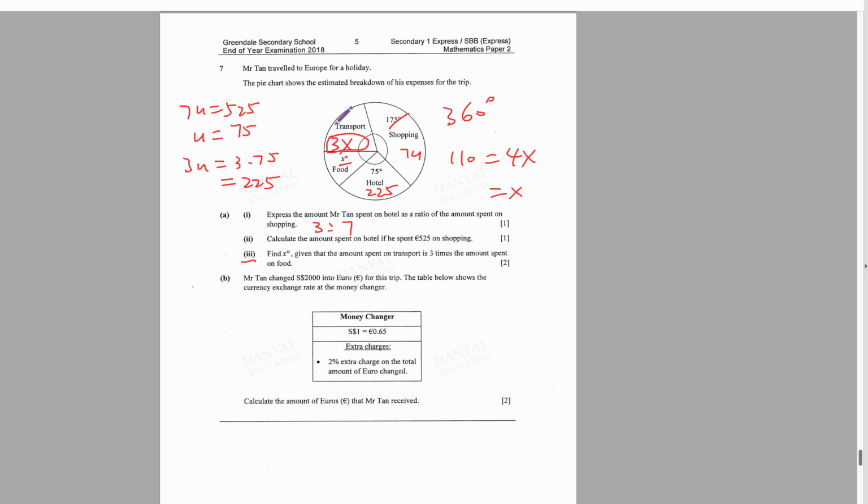Okay, then this is 525. So now they say given that the amount spent on transport is 3 times the amount spent on food. So actually if the amount is 3 times, the degree also has to be 3 times. This is the idea you need to somehow get hold of. 3 times in amount, so 3 times in degree.